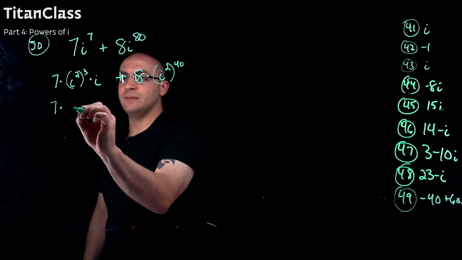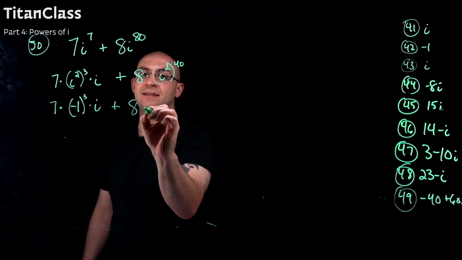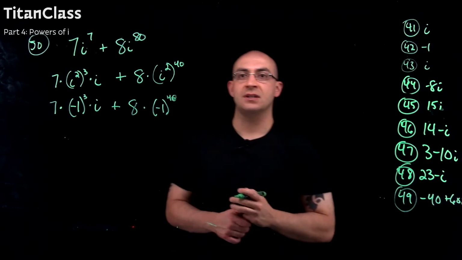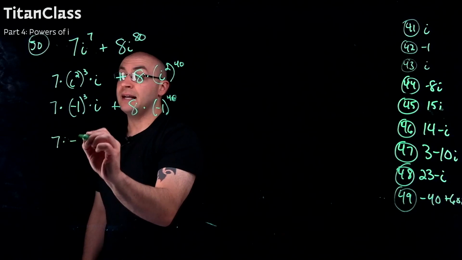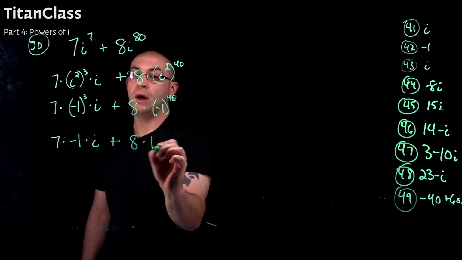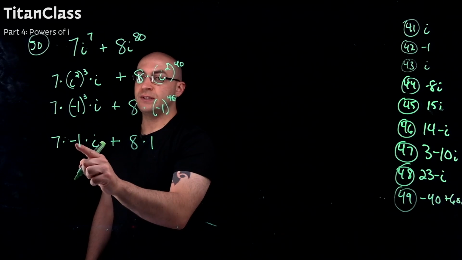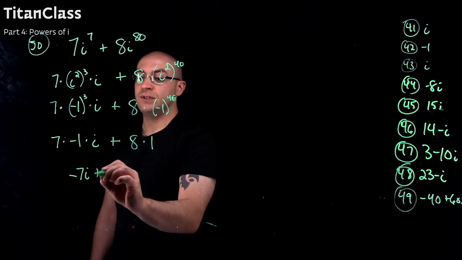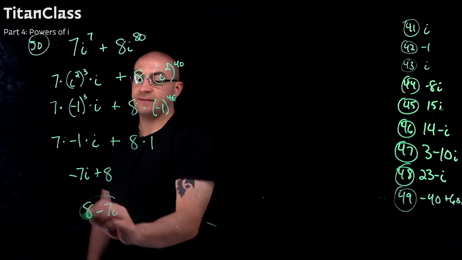Now I've got 7 times negative 1 to the 3rd power times i plus 8 times negative 1 to the 40th power. I'm certainly going much faster than you should on your first attempt, but you understand the process here, I think. 7 times negative 1, because I have an odd power, times i, plus 8 times 1, because anything to an even power is 1. Now let's combine. 7 times negative 1 is negative 7 times i is negative 7i, and then plus 8 times 1, which is 8. Final answer, but it's in the wrong form. 8 minus 7i is my final answer.